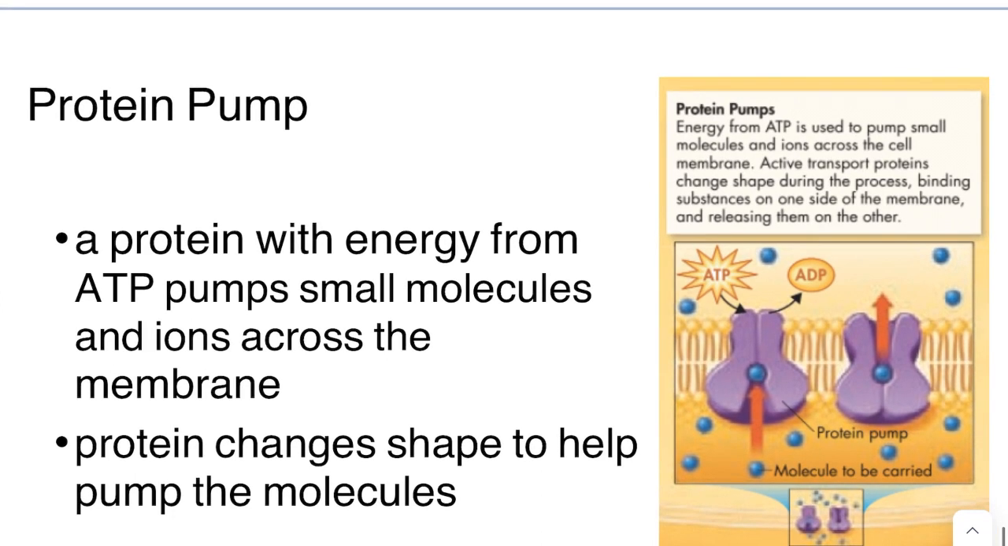So how do we do this? We do this using a protein pump. So it's still a protein, which is embedded into our cell membrane. But in this case, this protein is going to require energy from ATP. Remember, ATP is energy that our cells can use. And this helps us move small molecules and ions across the membrane. And again, this is going to go against the gradient, so from low to high. And how proteins do this is they change shape in order to help pump the molecules across.